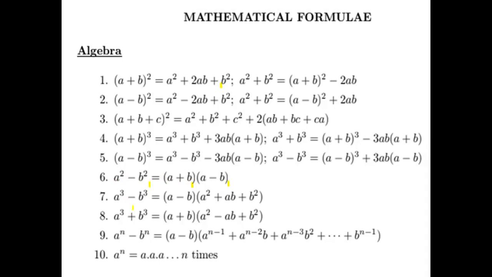Next, a cube minus b cube, a minus b into a square plus ab plus b square. If it is minus, then minus here and plus everywhere. And if it is plus, plus here and minus here. A cube plus b cube, it is a plus b into a square minus ab plus b square.